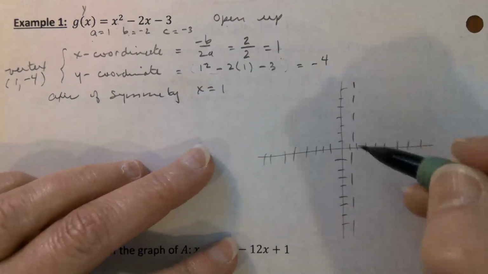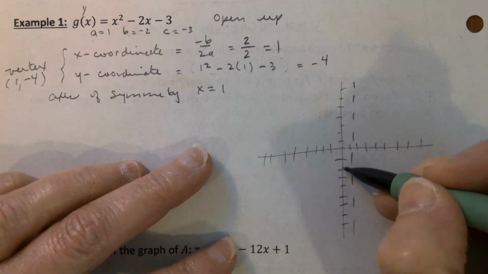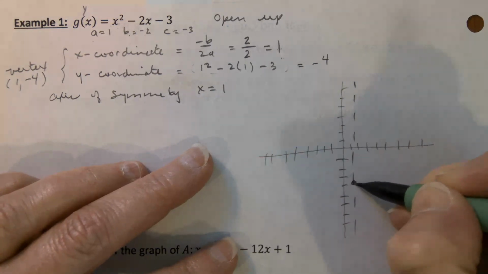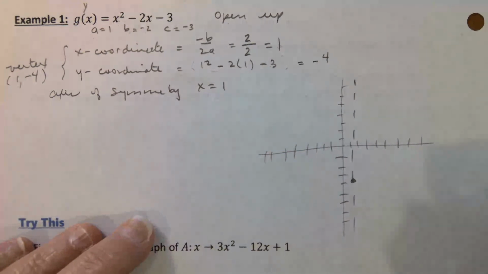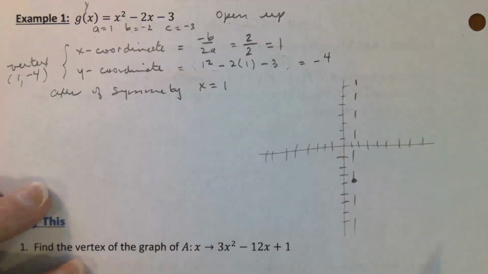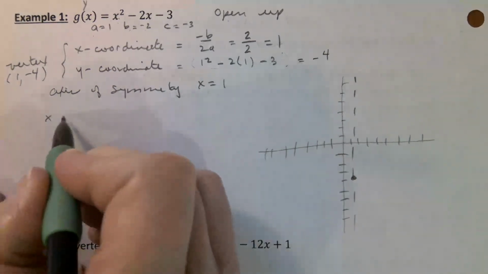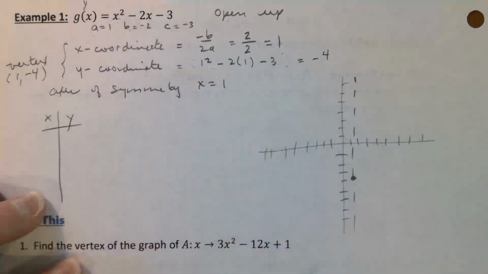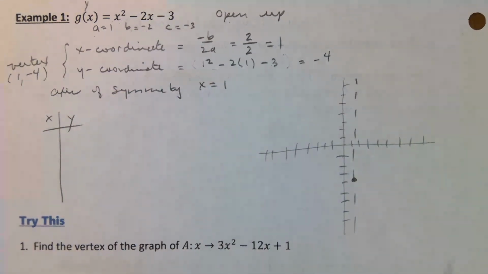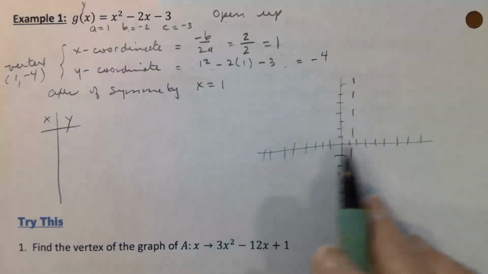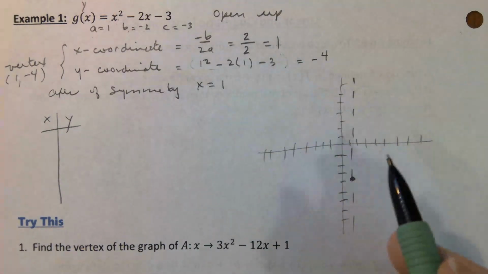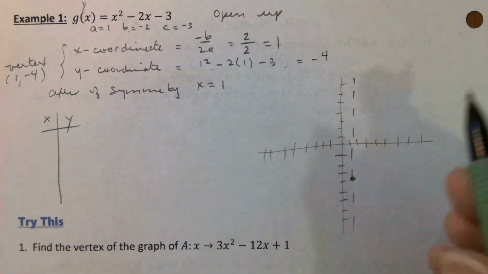My vertex is 1, negative 4. So here's 1, 1, 2, 3, 4. There's 1, there, negative 4. So there's my vertex. And I know it's going to open up, so it's going to be kind of U-shaped. So here's what I'm going to do. I'm going to pick points. I need at least 3 points, but I'm going to do 4. Because the parabola is symmetric about this axis, I'm going to pick points on either side of the axis.